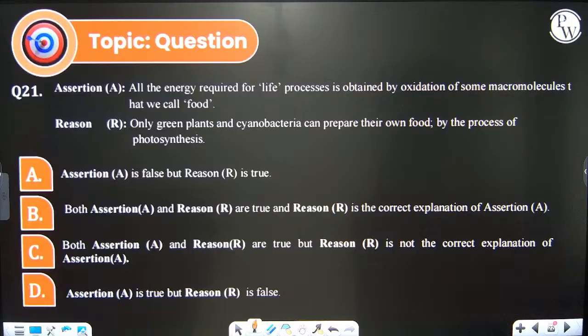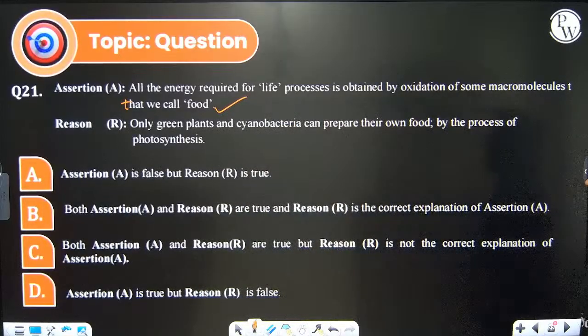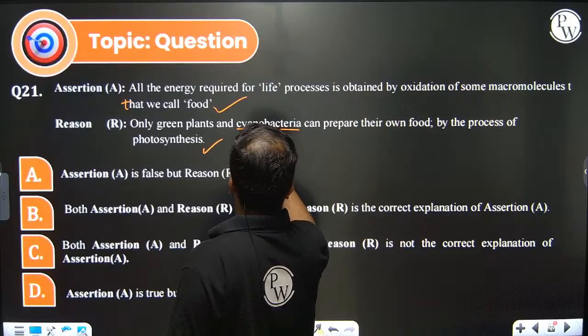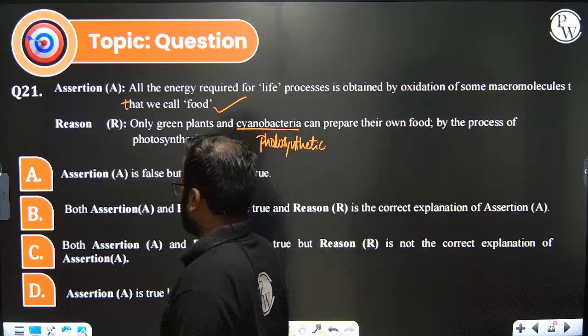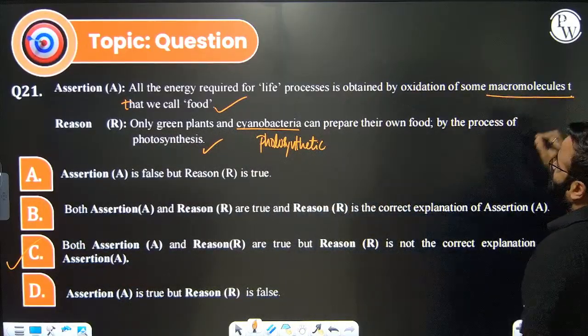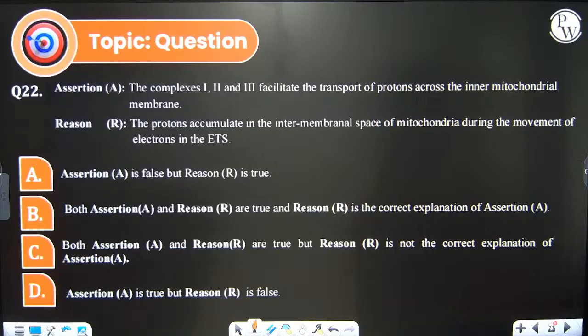All the energy required for life processes is obtained by oxidation of some macromolecules that we call food. Yes, true. Only green plants and cyanobacteria can prepare their own food by the process of photosynthesis. Cyanobacteria being photosynthetic, they can also prepare their own food. So I would go: both the statements are true, but it is not the right explanation for why only macromolecules can be oxidized to release energy. Next, let's see the next question.